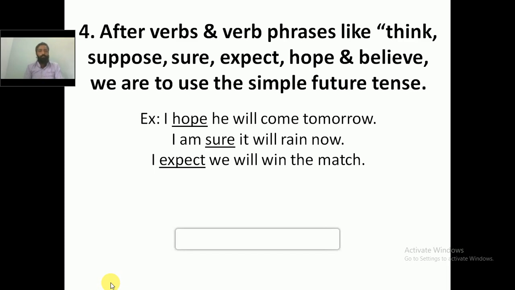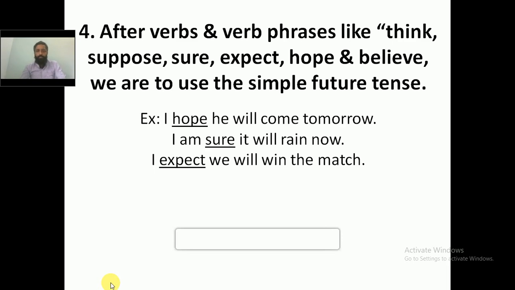Take the first example. I hope he will come tomorrow. He will come tomorrow is the simple future tense. We are using the simple future tense because there is a word called hope. Because that is what is told in the usage. After verbs or verb phrases, we are using the simple future tense.